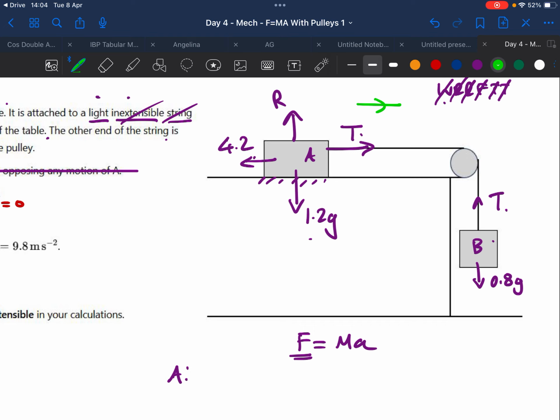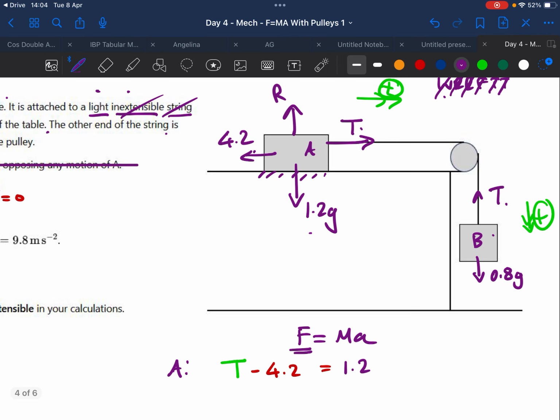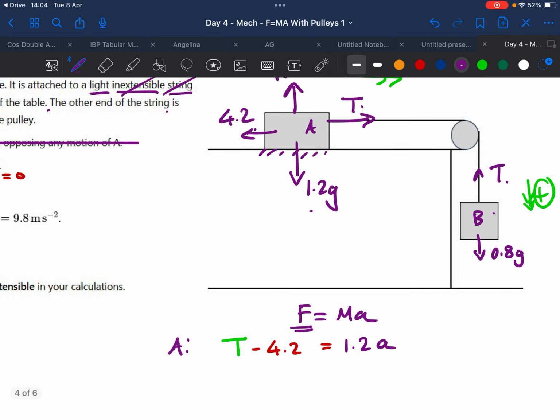Well, I'm going to take this direction as positive and positive this way, because that's logically where it would all start moving. So T is a leading force, 4.2 is acting against. These forces are perpendicular, so they're not involved in this F equals ma that I'm writing. They equal the mass, which I can see is 1.2, times the acceleration, which I don't think I know. No, I don't know that. It's not g, okay? It will be a value less than that.